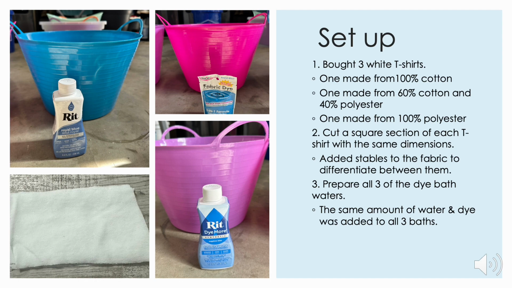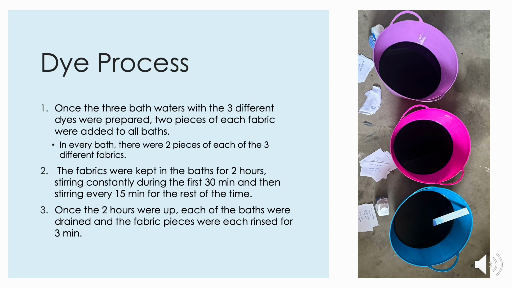For the dyeing process, I added each of the different fabric compositions into each of the water baths. So every water bath had 6 pieces of fabric in it, 2 of the blend, 2 of the cotton, and 2 of the polyester. The fabrics were kept in the water for 2 hours, stirring constantly during the first 30 minutes, and then stirring every 15 minutes for the rest of the time.